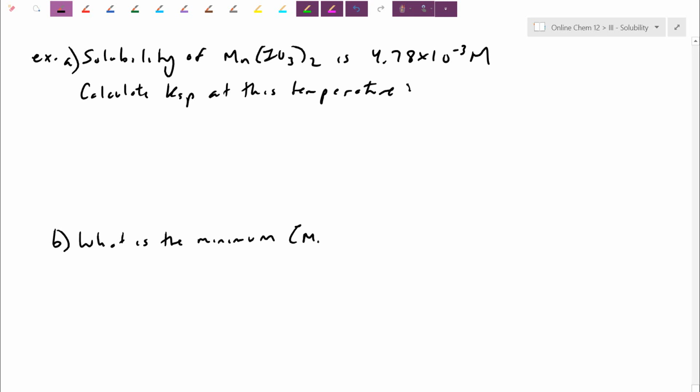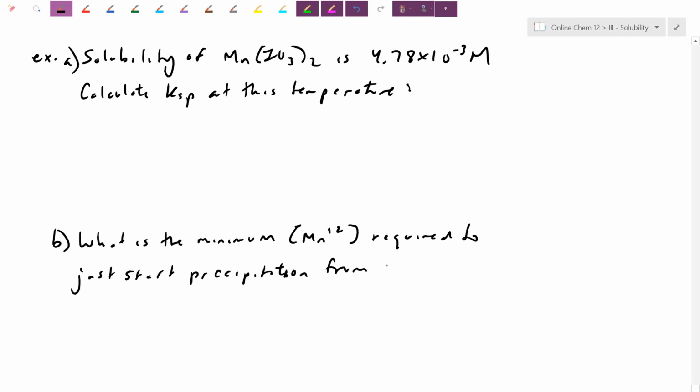What is the minimum Mn plus 2 required to just start precipitating? You've just hit this limit here. There's undissolved material. The equilibrium starts getting established. Just start precipitation from a 0.0200 molar KIO3 solution. Okay. Again, I encourage you just to pause the video so you can try it out for yourself.